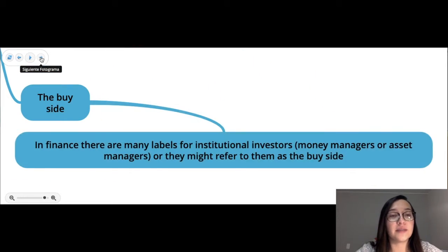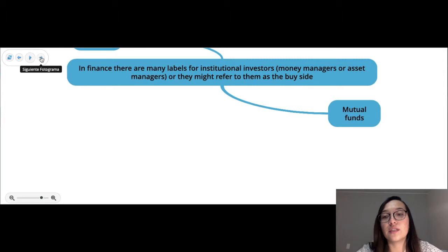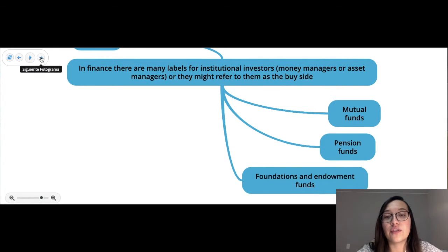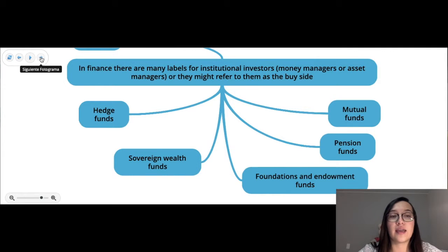In the buy side, in finance, there are many labels for institutional investors, money managers, or asset managers, or they might refer to them as the buy side. In the buy side, we have mutual funds, pension funds, foundation and endowment funds, sovereign wealth funds, and hedge funds.